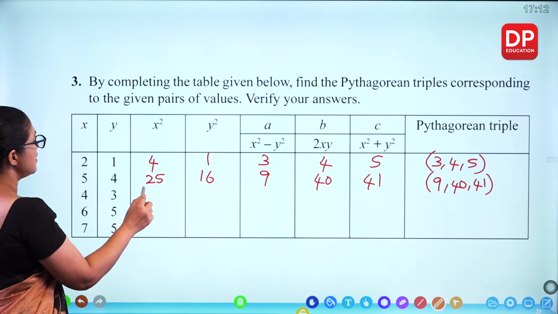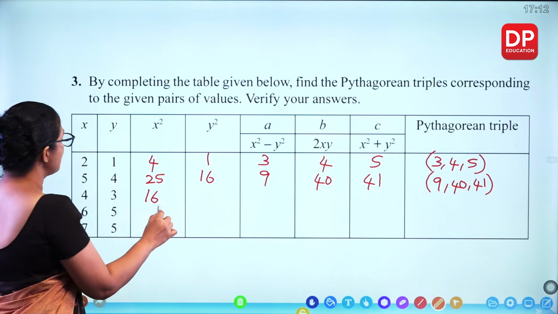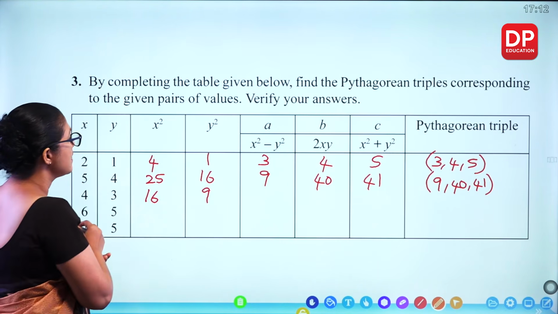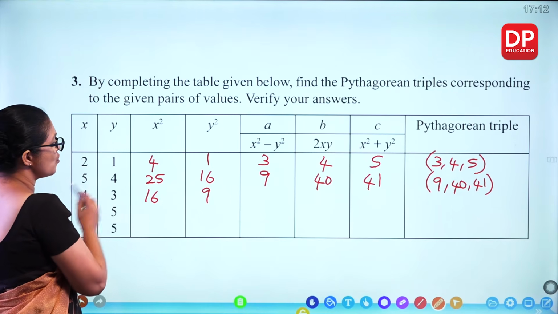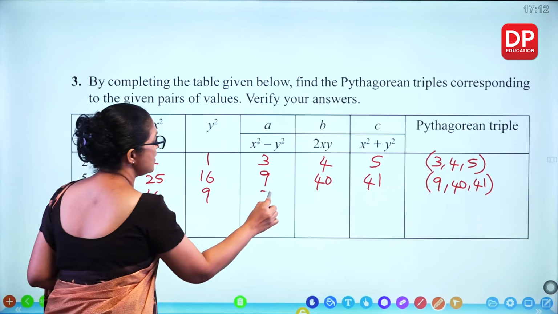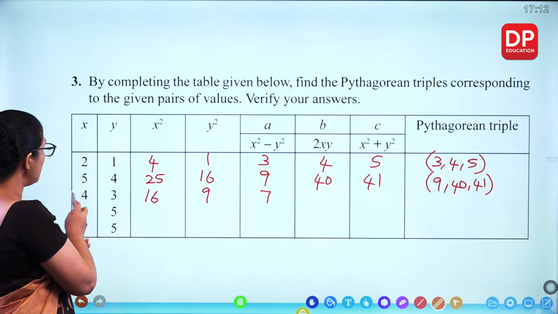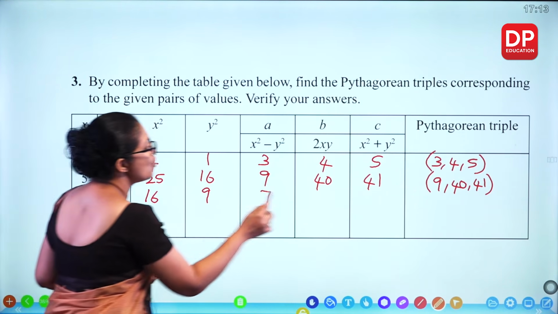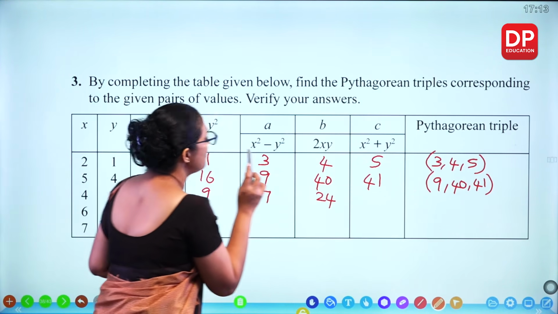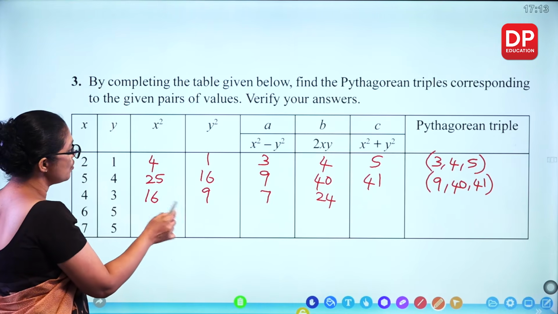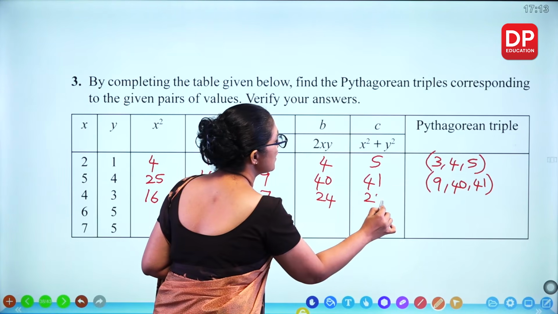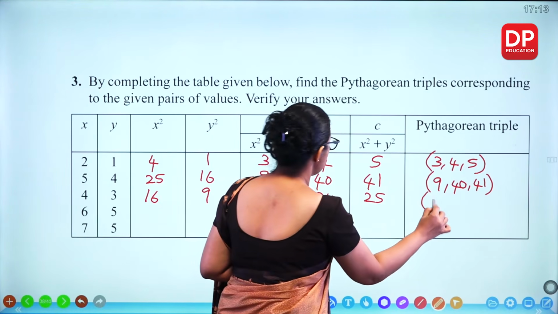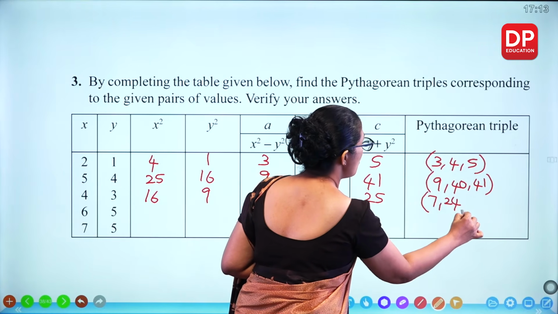Now do the next one, 4 and 3. X squared, 4 squared is 16, 3 squared is 9. Difference between these two, you get 7. Double of xy: 4 times 3, 12. 12 times 2, 24. Add these two squares, you get 25. So what are the triples there? 7, 24, 25.